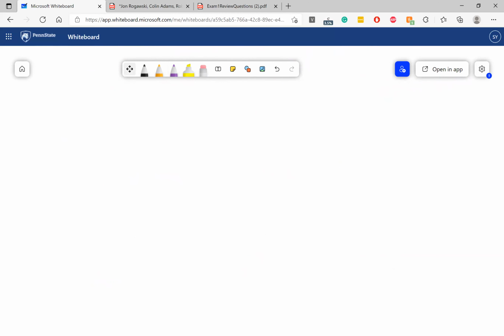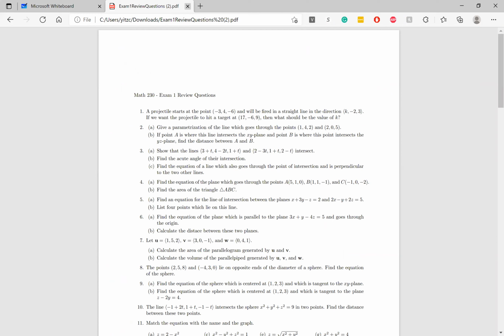Okay, so the first problem tells us a projectile starts at this point and will be fired in a straight line in the direction ⟨k, -2, 3⟩. If we want the projectile to hit this target, then what should the value of k be?